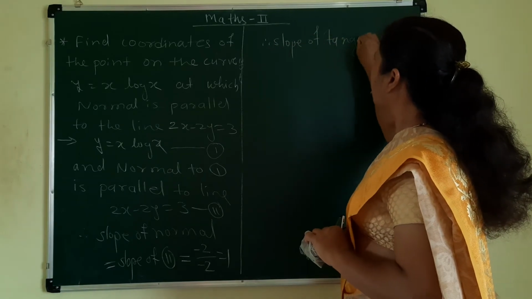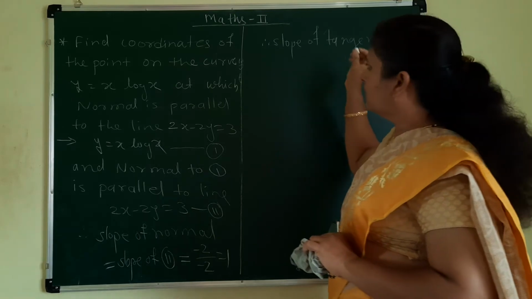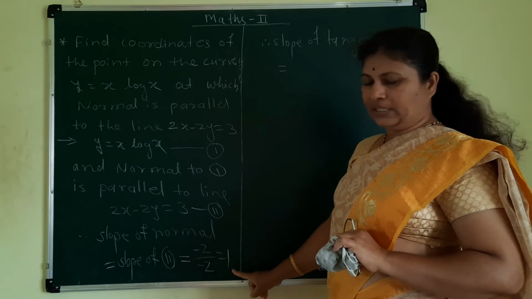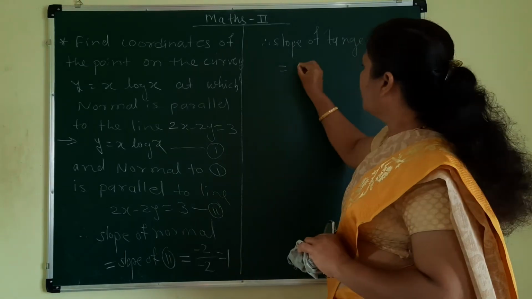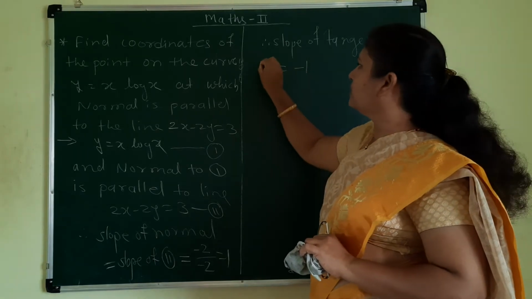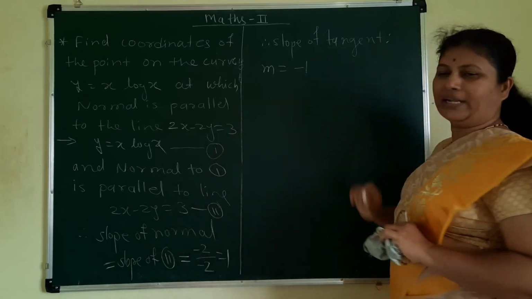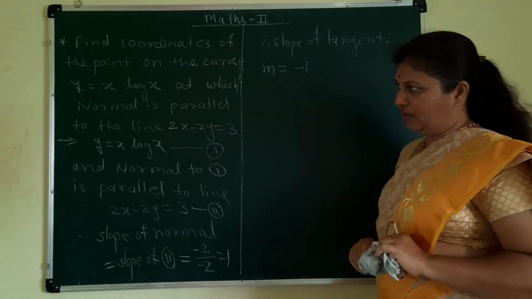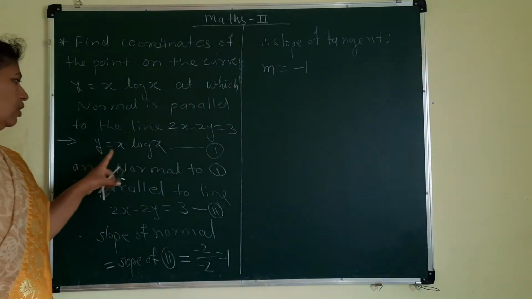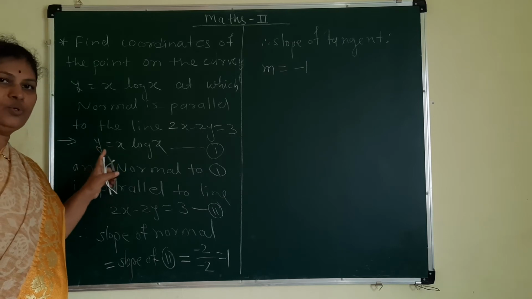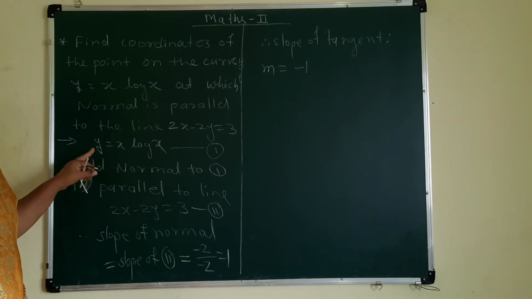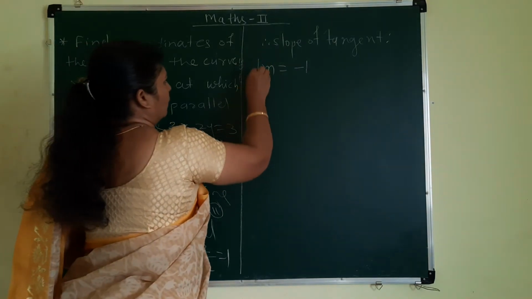What is the slope of tangent? It is nothing but the negative reciprocal of this one. And the reciprocal of 1 is 1, so the negative reciprocal is minus 1. So this is our slope of tangent. Let this be equal to m. Slope of tangent m is equal to minus 1. Okay. Now by our process, the slope of tangent is nothing but the value of the derivative of y with respect to x at the point of contact. That will be our point of contact. Okay. So let us differentiate now.